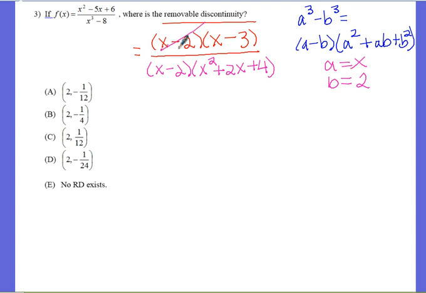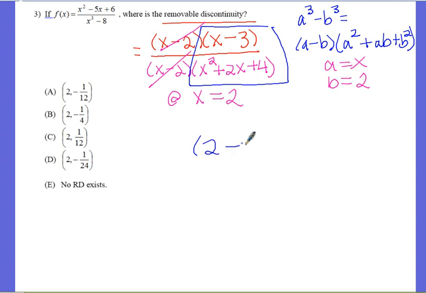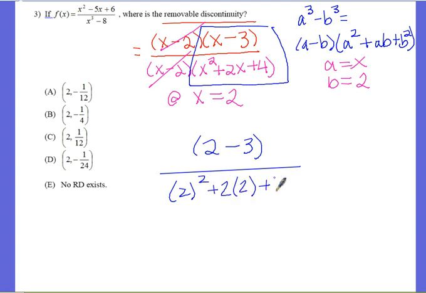So there is a removable discontinuity. It's at x equal to 2. How do I find the removable discontinuity? I substitute back into the simplified form. So I get 2 minus 3 in the numerator. In the denominator, I get 2 squared plus 2 times 2 plus 4. So the numerator, I get -1. The denominator, I believe I get 12. So the answer would be 2, -1/12.